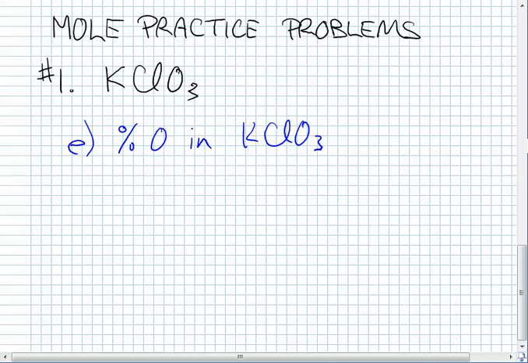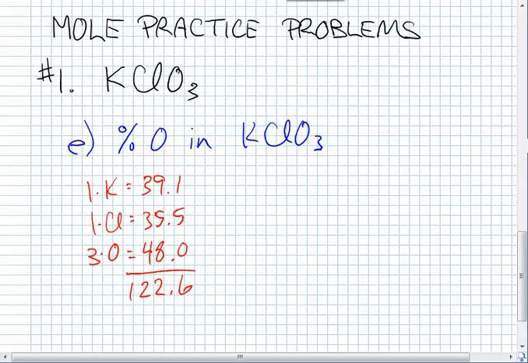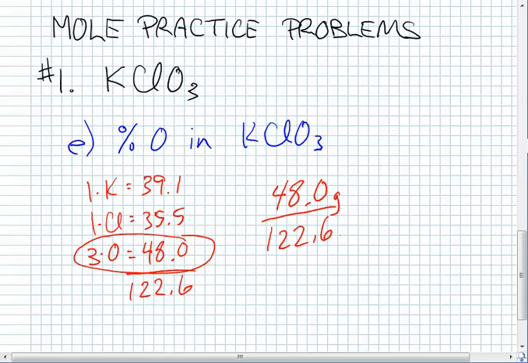And for part E, it asks you to find the percent oxygen by mass in the KClO3, pardon me, and we know that the mass of oxygen total is 48. Okay, there's the mass of everything. I'll add it up again for you. There's oxygen, so it's 48.0 grams per mole of oxygen out of a possible 122.6. And it doesn't matter what the units are because they cancel anyways. And then you just figure that out as a percentage. In this case, it's 39.2%.